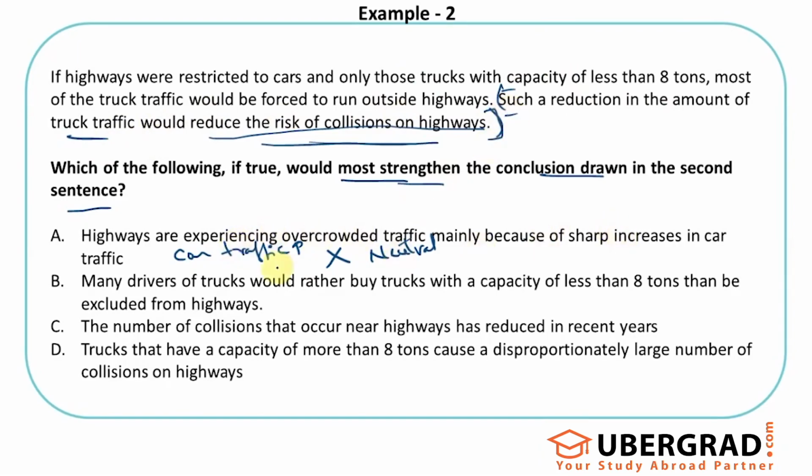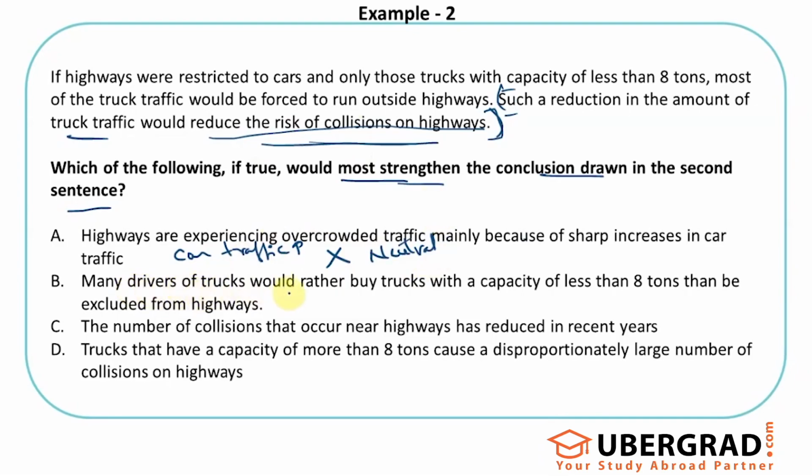Highways are experiencing overcrowded traffic mainly because of a sharp increase in car traffic. This statement says there is a lot of car traffic on highways. So even if this is true, how would this support the conclusion? How would seeing a lot of car traffic on highways reduce the risk of collisions on highways? It would not. So it's at max neutral, if not weakening the statement.